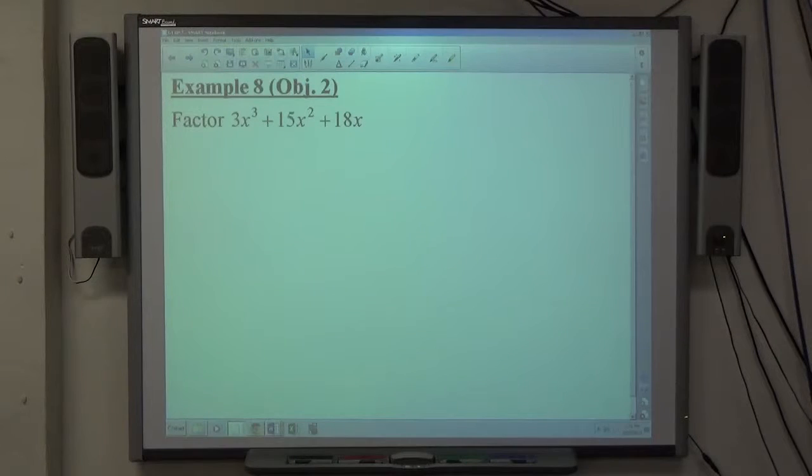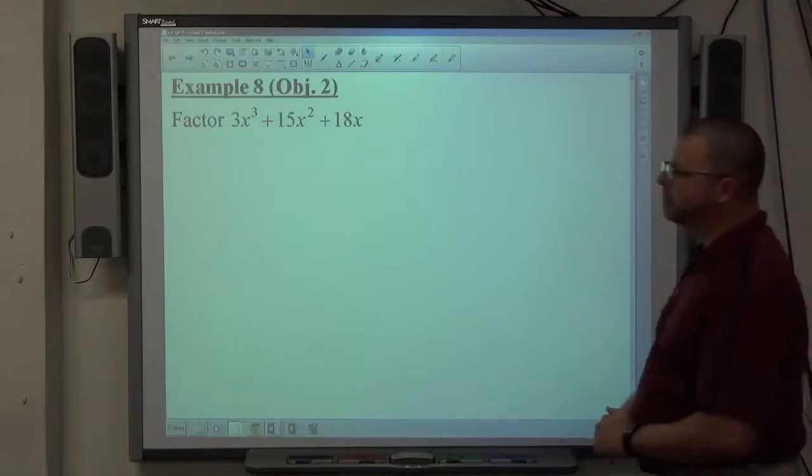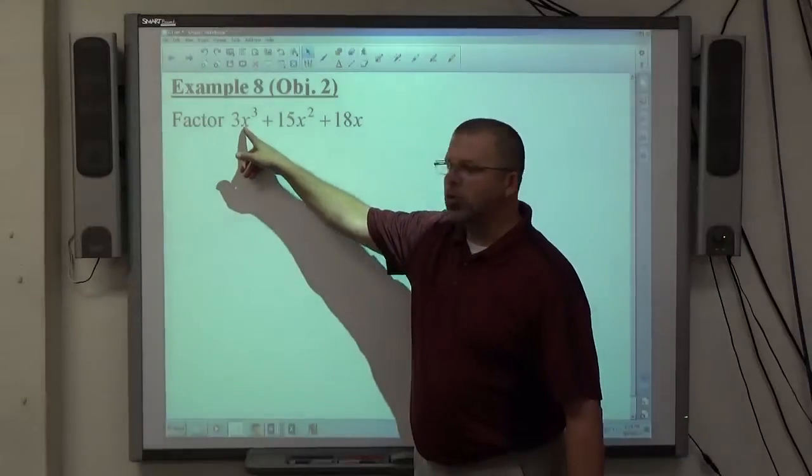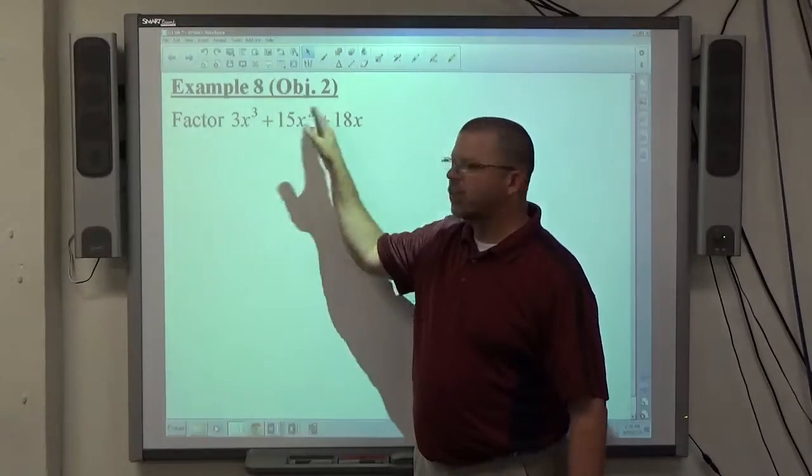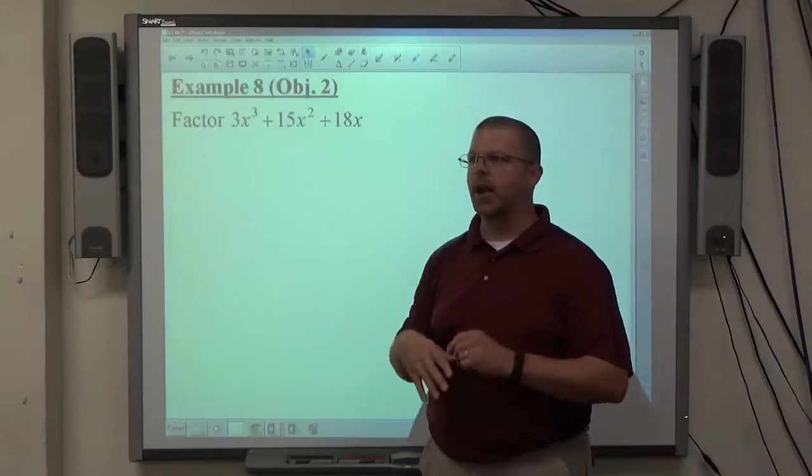Okay, example 8. This is also a trinomial. This one's not quadratic yet. All right. Notice we have x cubed. It's cubic. All right. But it is only 3 terms, so it has that ability to become a quadratic.